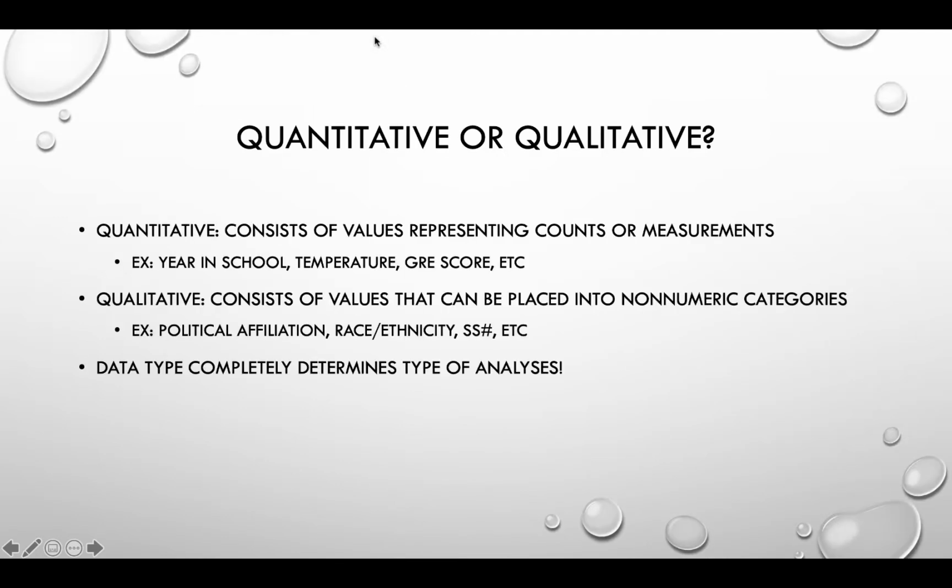All right, so we have two broad types of data, quantitative data and qualitative data. Think quantity, so numerical. Think quality, so kind of an adjective or a description. And these two fields kind of determine what type of researcher you are. So with quantitative, it consists of numerical values that typically either represent a count or a measurement.